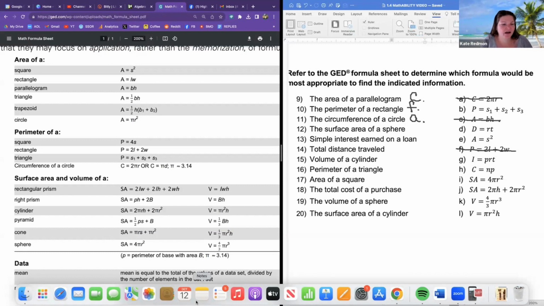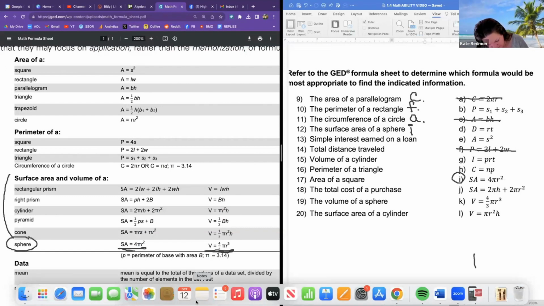Surface area of a sphere. So the surface area section is under perimeter. We can see sphere. Now careful, we see two formulas, an SA formula and a V formula. We're looking for surface area. So we don't want V, we want SA. It says the surface area is 4 pi r squared. There it is. I says, let's put I there.